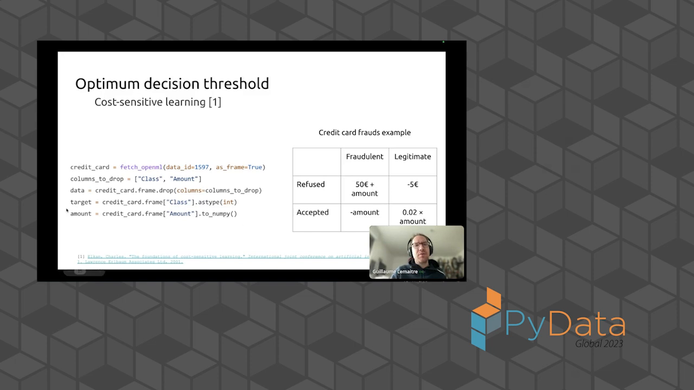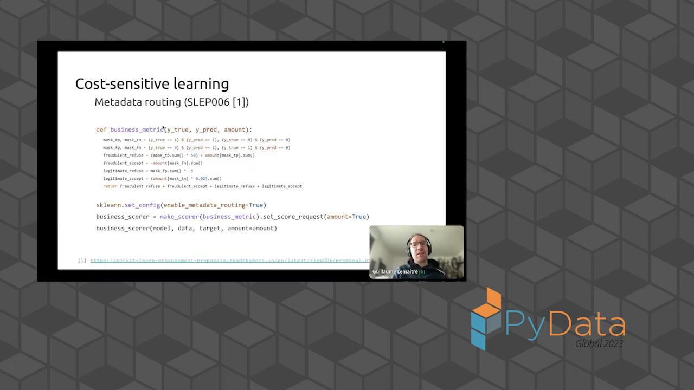So here, we would like to define a business metric that uses this information. It will take y_true and y_pred, which is really the output of your classifier, and on the other side, this metadata. And the business metric defined here is exactly a multiplication between the confusion matrix and the cost matrix that we got.